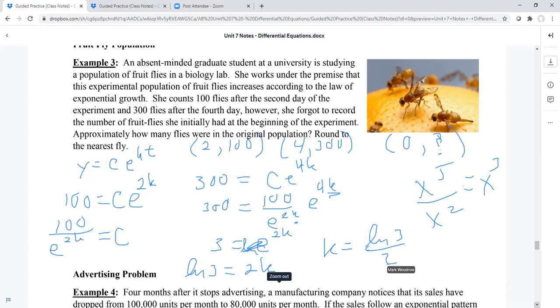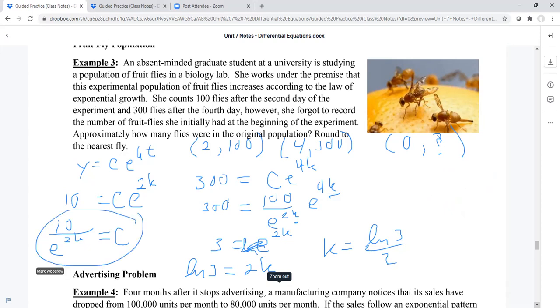Okay, so now I'm going to take that, and I'm going to plug that back in over here where I solved for C. Plug that back in here. Sorry, back in here for the k. So I'm going to have 100 over e to the 2 times the natural log of 3 over 2 power, because I'm plugging that in for the k. Those 2's will reduce. This is going to be my C. And then e and natural log reduce, so this is going to be 100 over 3.